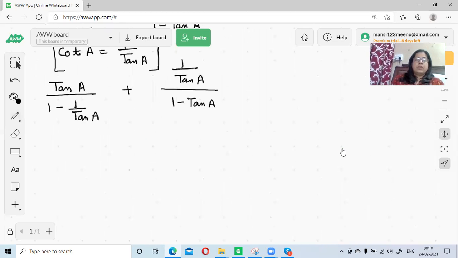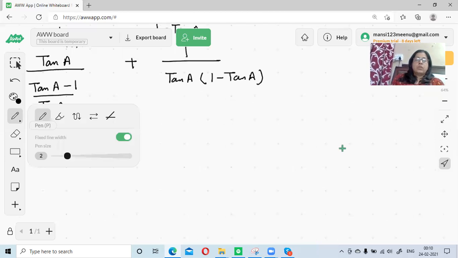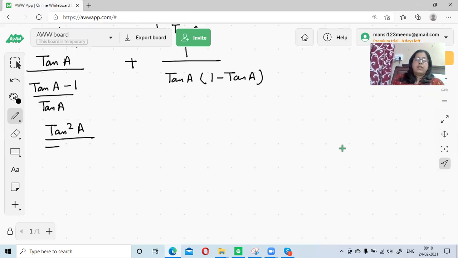Now take the LCM. Tangent of A upon LCM is tangent of A, tangent of A minus 1, plus 1 upon tangent of A, 1 minus tangent of A. Now we have tangent square A upon tangent A minus 1 plus 1 upon tangent A into 1 minus tangent of A.